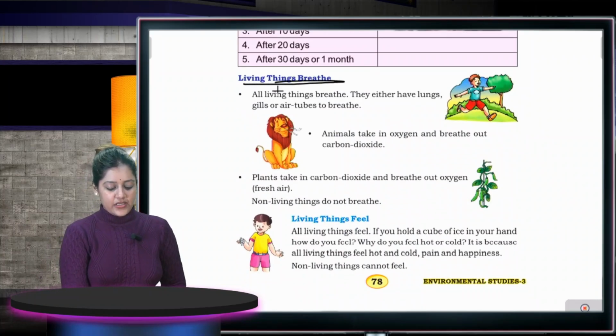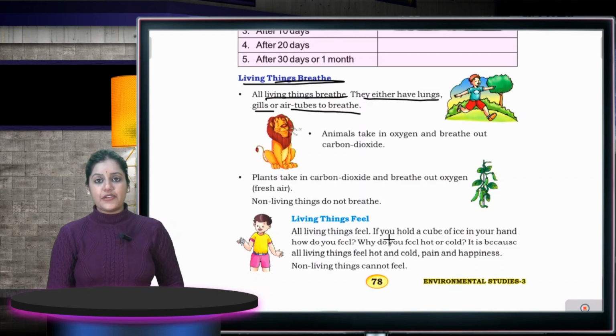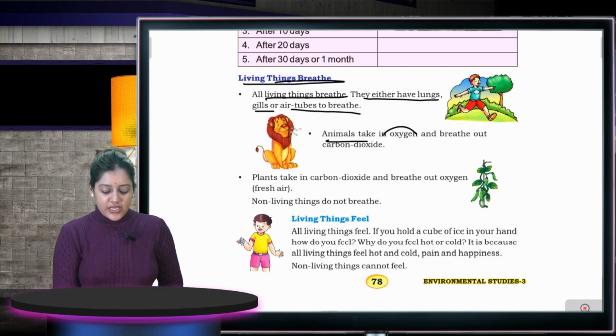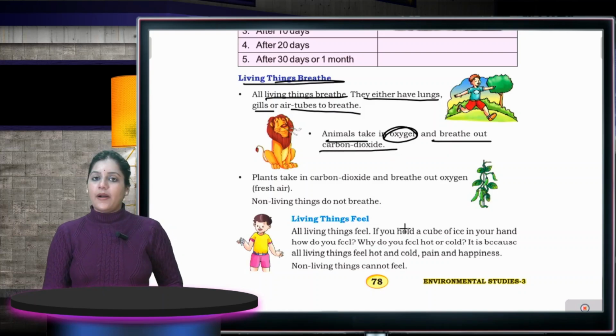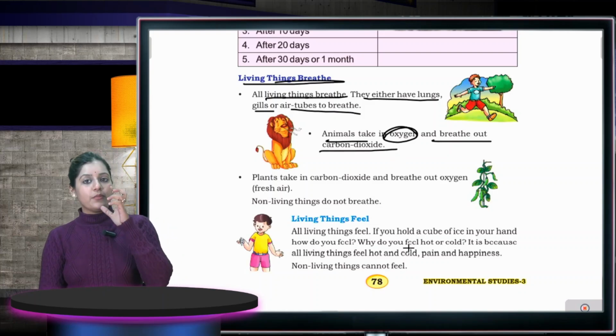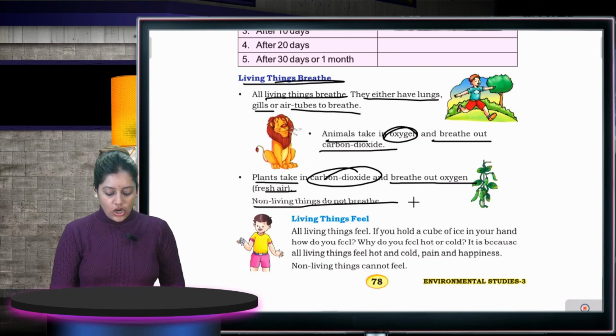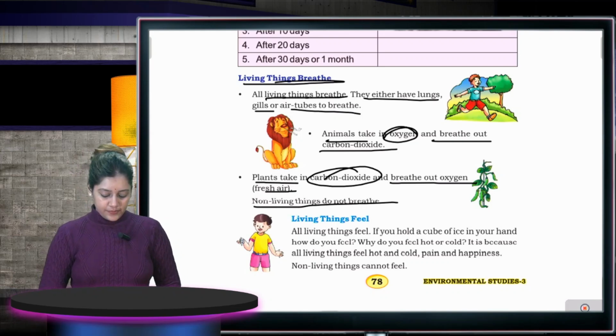Living things breathe. All living things breathe. They either have lungs, gills or air tubes to breathe. Like we have lungs, fish have gills, and a frog and insects have air tubes. Animals take in oxygen and breathe out carbon dioxide. Plants take in carbon dioxide and breathe out oxygen or fresh air. Non-living things do not breathe.